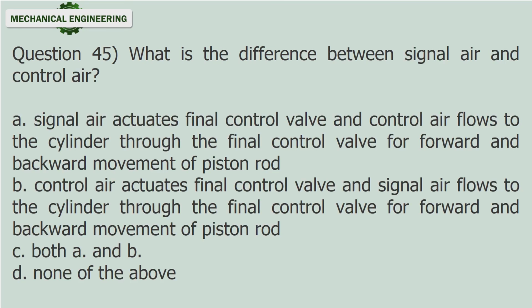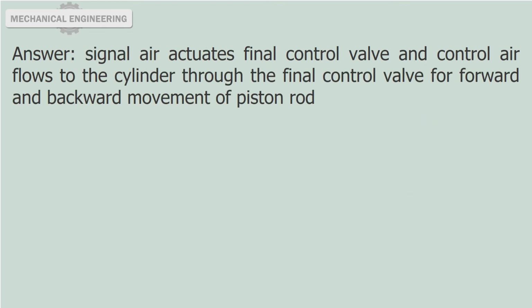Question 45. What is the difference between signal air and control air? A. Signal air actuates final control valve and control air flows to the cylinder through the final control valve for forward and backward movement of piston rod. B. Control air actuates final control valve and signal air flows to the cylinder through the final control valve for forward and backward movement of piston rod. C. Both A and B. D. None of the above. Answer: signal air actuates final control valve and control air flows to the cylinder through the final control valve for forward and backward movement of piston rod.